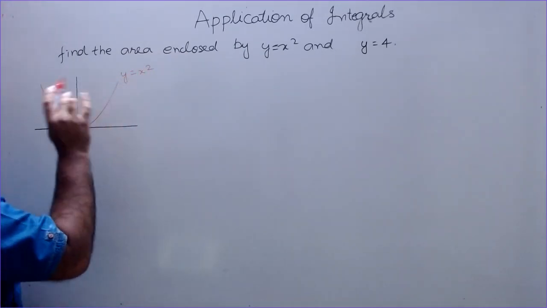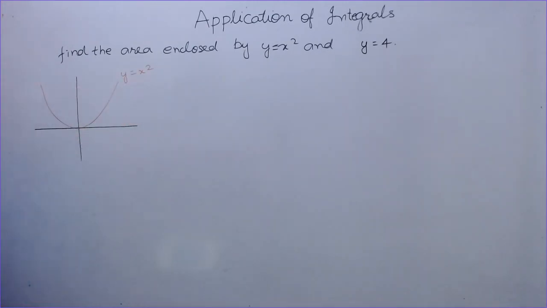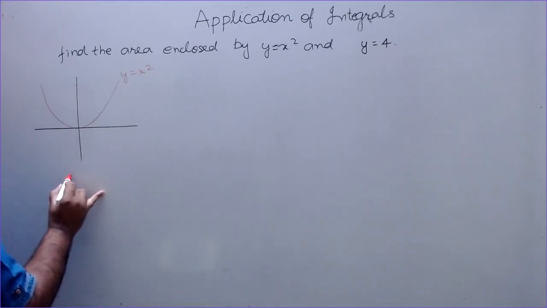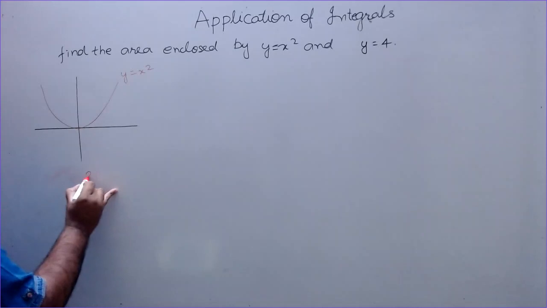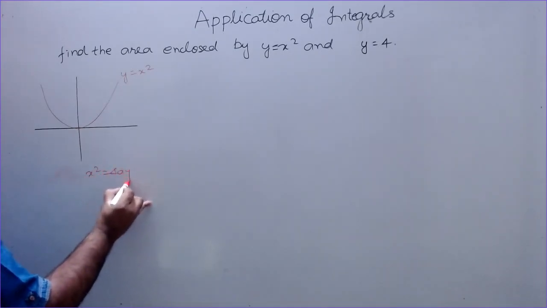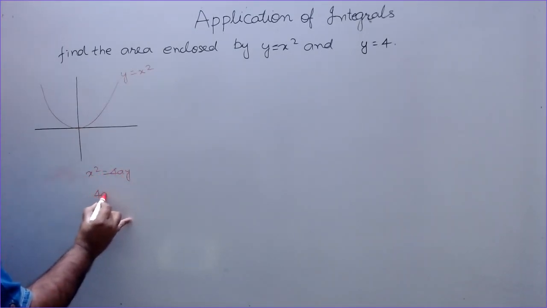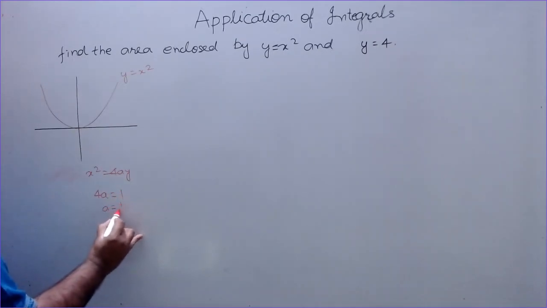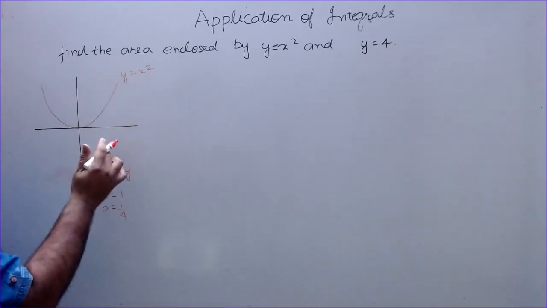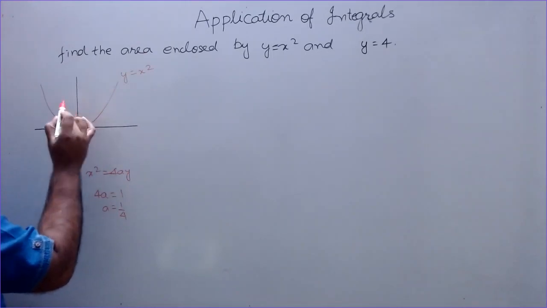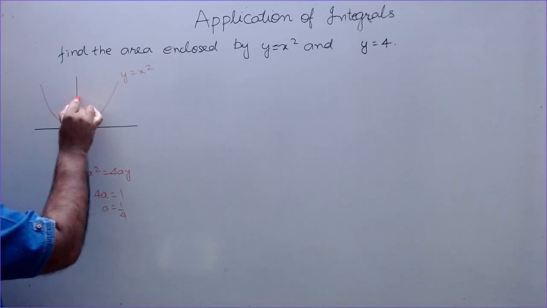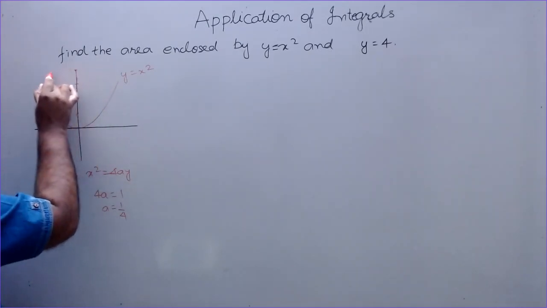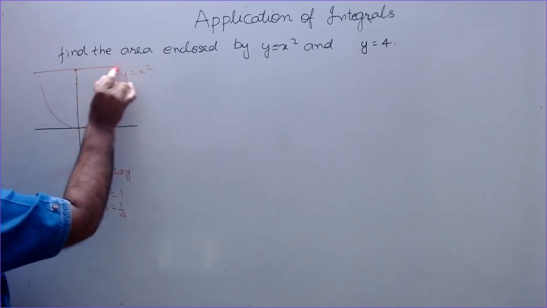So what is its focus? In case you want to find the focus, the standard equation of the parabola is x square is 4ay. So if you compare, 4a is equal to 1, a is 1 by 4. So its focus is 0, a, that is 0, 1 by 4, this is the focus. Now y equal to 4, 1, 2, 3, 4. This is the straight line.